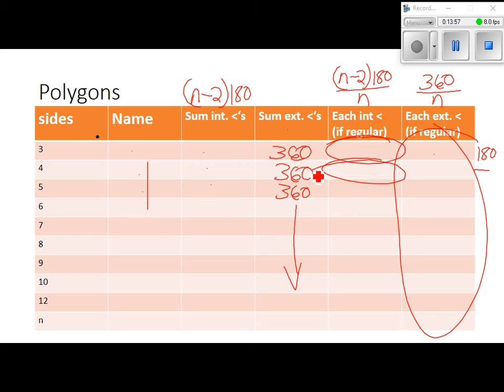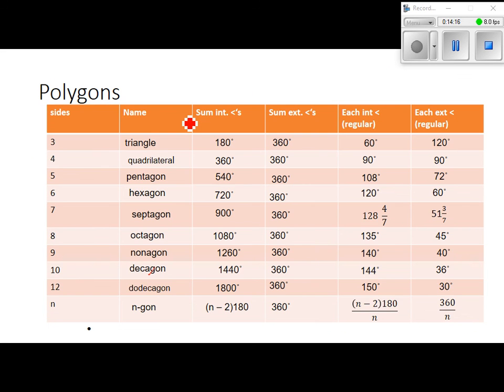180 minus each one, and that's going to give you each interior angle. So if I did a triangle right here, 360 divided by 3, that's 120. That means for a regular triangle, every exterior angle is 120 degrees. Well, then I just take that 180 minus 120, and I know every interior angle's got to be 60 degrees. And you could do that for all of them. This is the chart.